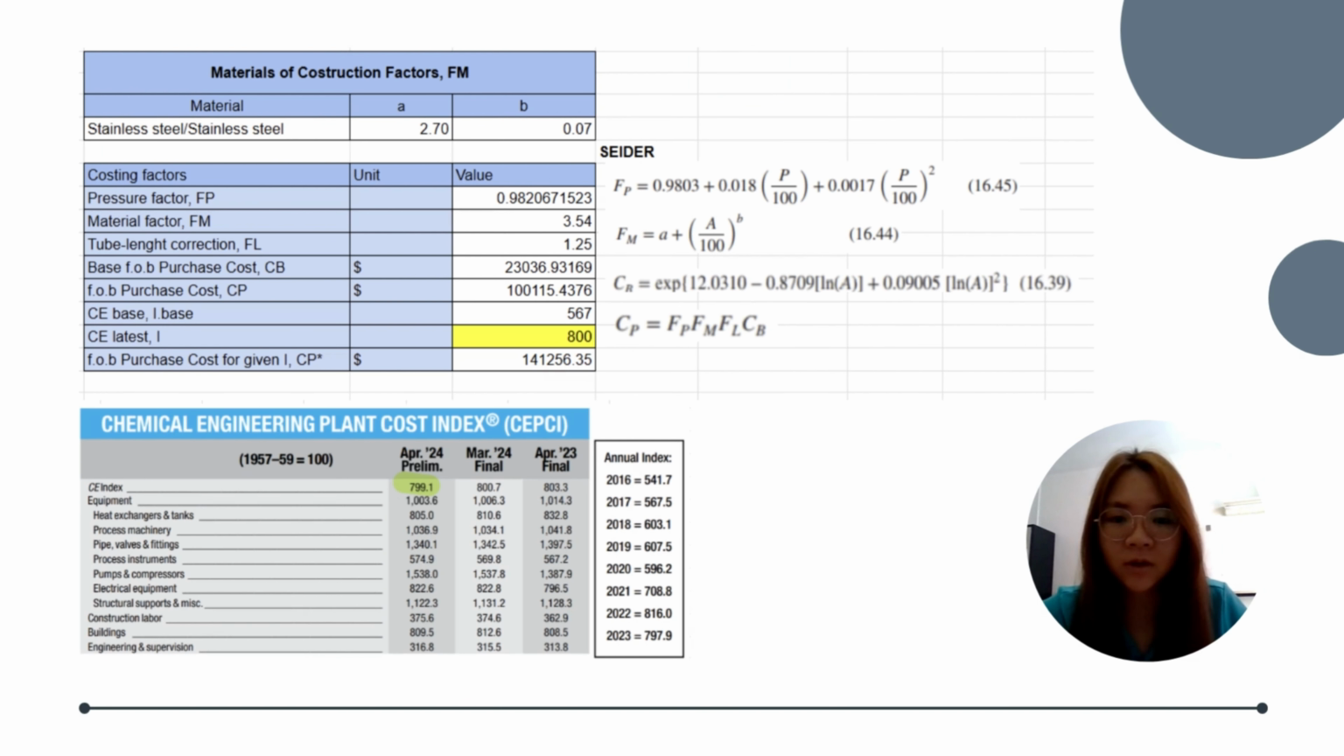Based on the CEDA, all the formulas are inserted into the Excel sheet, which are the FP, FM, and CV. For the FM, the small a and b are taken from the table, where the material is stainless steel, small a is 2.7 and small b is 0.07. And we will multiply all of the four values to get the FOB purchase cost, CP. And then we will multiply by the C latest divided by the C base to get the new FOB purchase cost. And the C latest is taken from the Chemical Engineering Plant Cost Index.